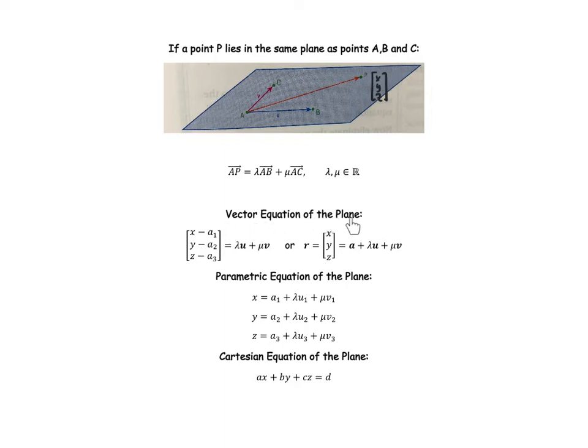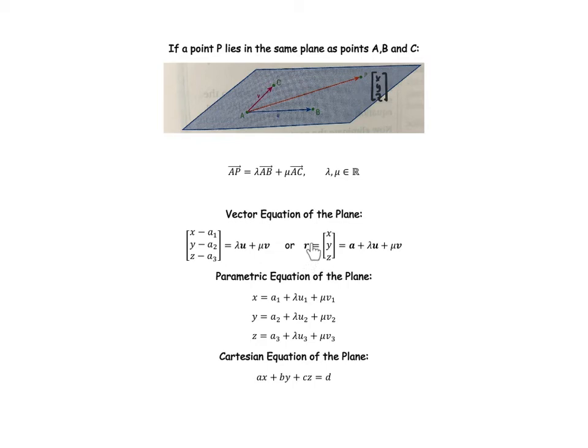The vector equation of the plane would be x, y, z, which are the values for the ordered pair for P, minus the ordered pair for A, which will equal lambda times u plus mu times v. That's no different than this, right? To find a vector from A to P, I take all the points of P minus the points of A. That's what I've got here. We're calling AB this vector u. We're calling AC this vector v. Or this can be written in the following form.